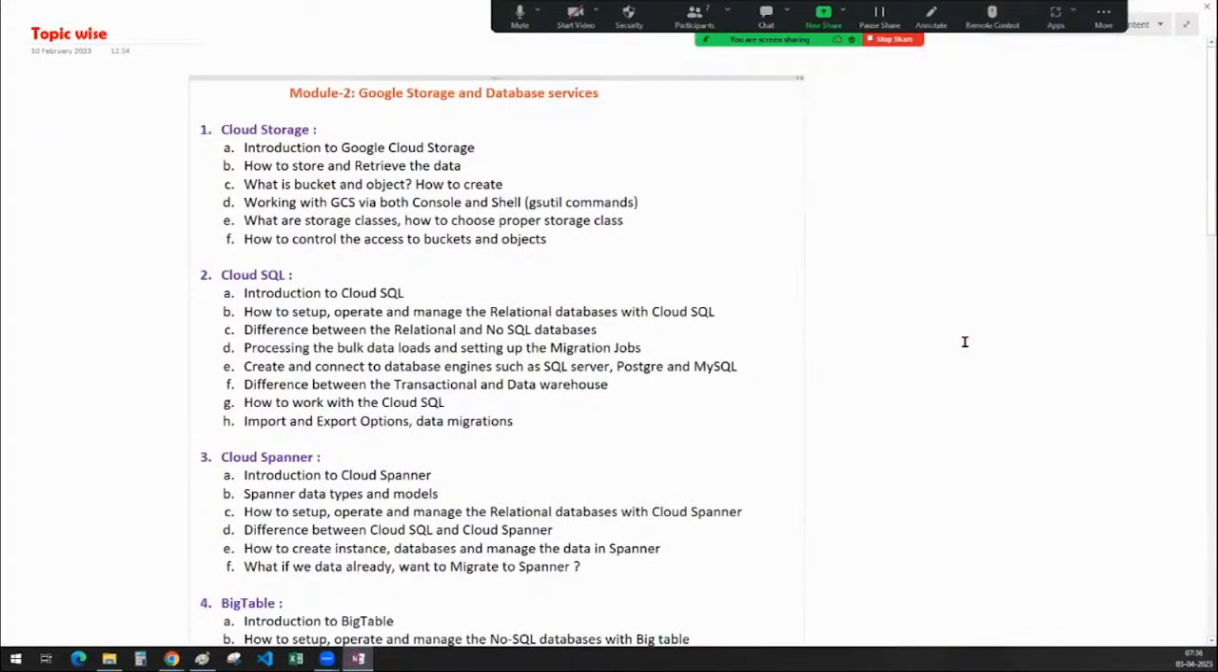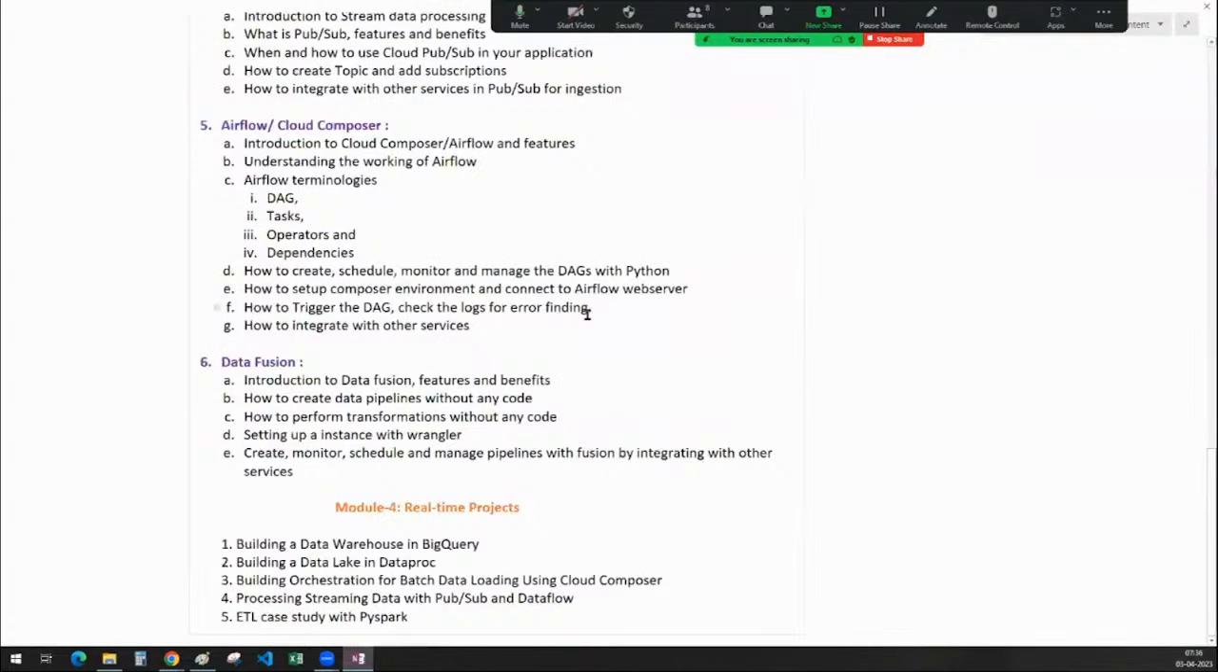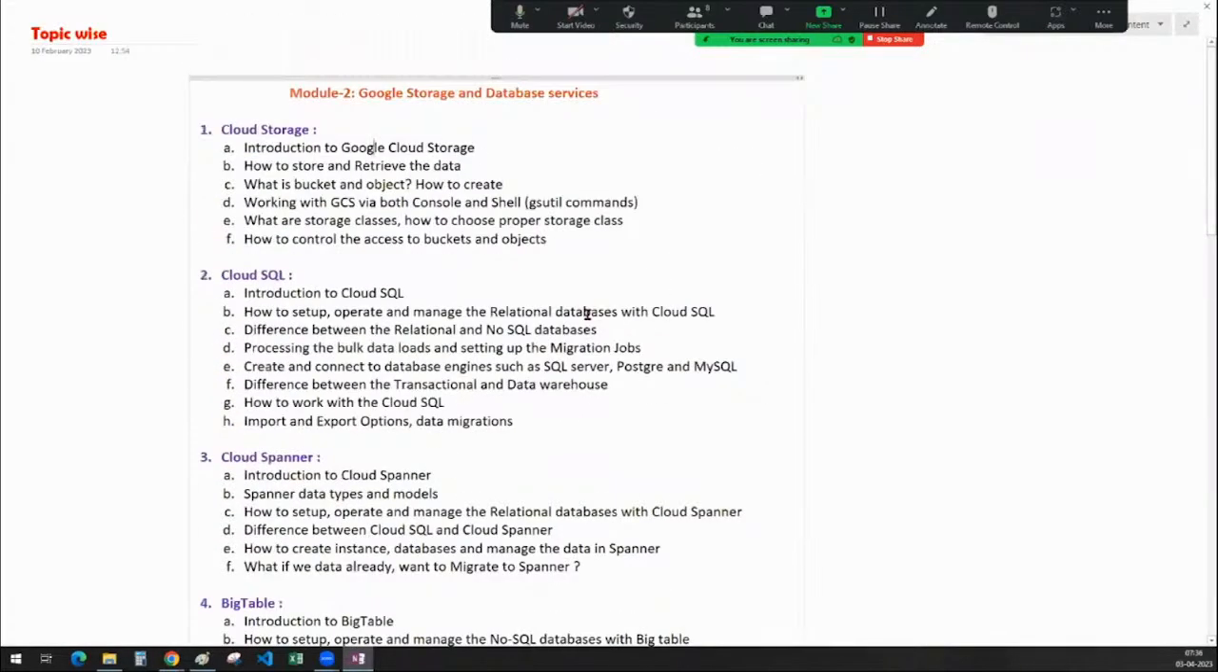As I mentioned, Google Cloud Platform is providing a pool of cloud computing services such as Google storage and database services, as well as big data services. Here you can also see Google Big Data Services. These are the things that we are going to discuss in our session, guys: Google Storage and Database Services. The very first service that we are going to discuss is Google Cloud Storage.